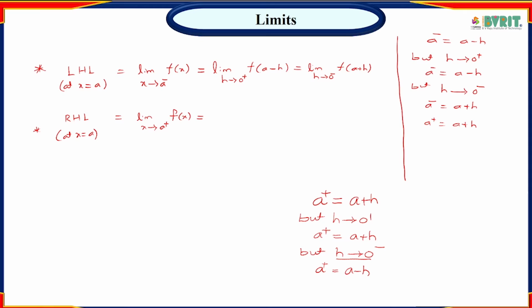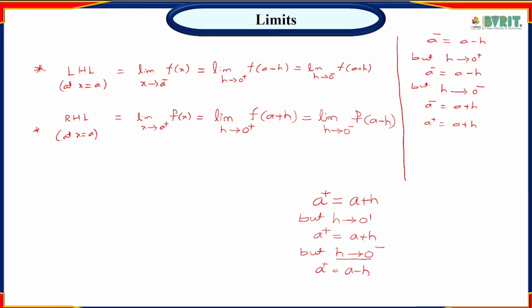Now same thing here, limit x tends to a plus f of x is equal to limit h tends to 0 plus f of a plus h, and limit x tends to a minus is equal to limit h tends to 0 minus f of a minus h. This is the right hand limit and the left hand limit at x is equal to a.